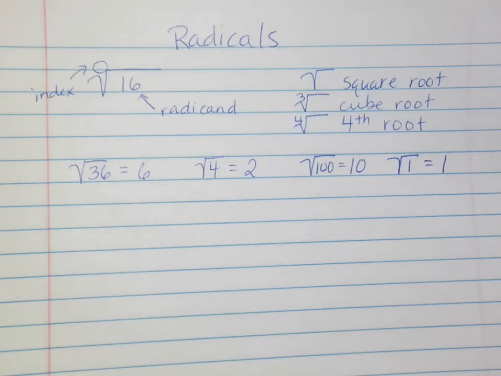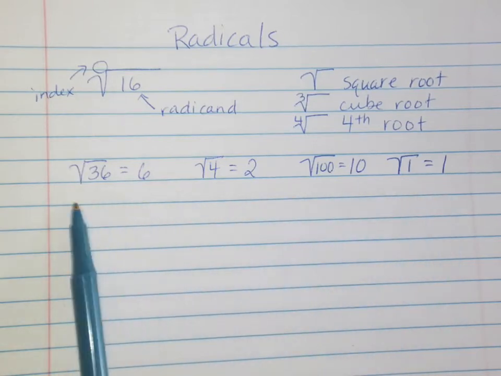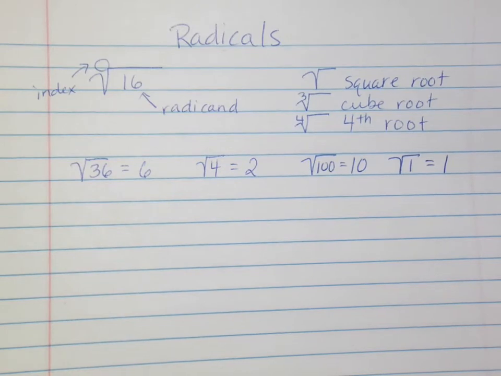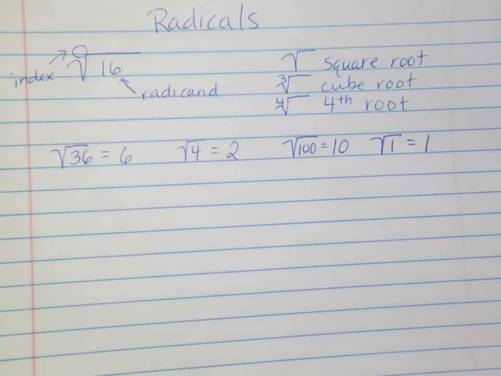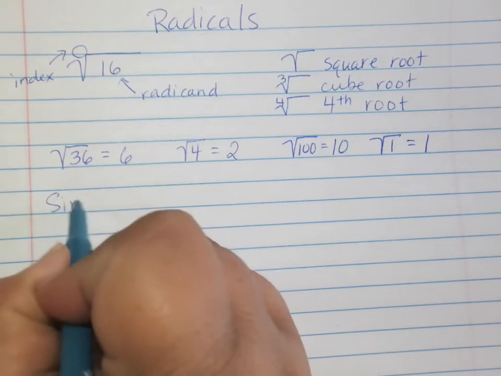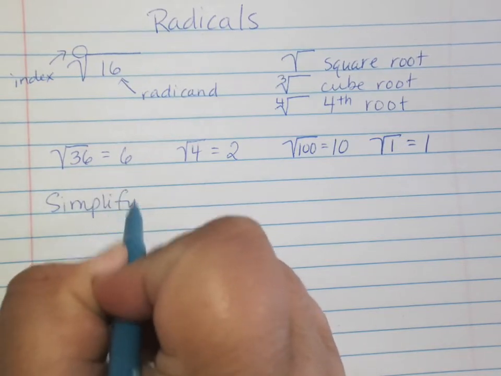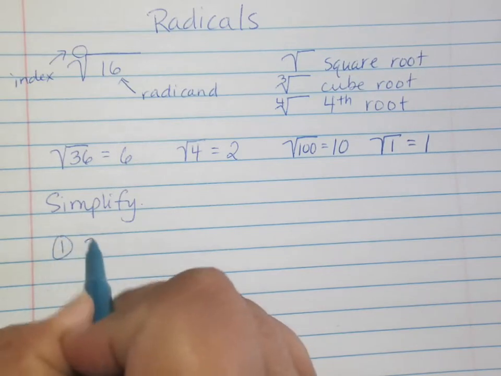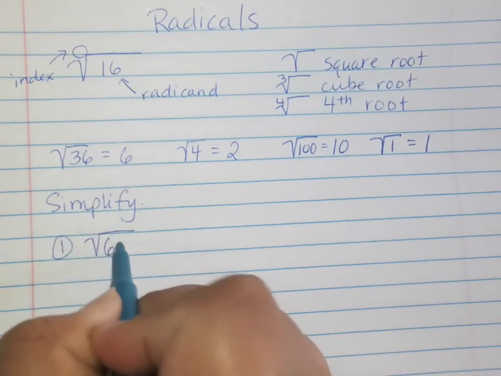What if our radicals weren't perfect squares like these, meaning it didn't come out to an exact whole number? Well, that's what I'm going to show you how to do. So these are just simplifying radicals. Let's start with something like square root of 63.